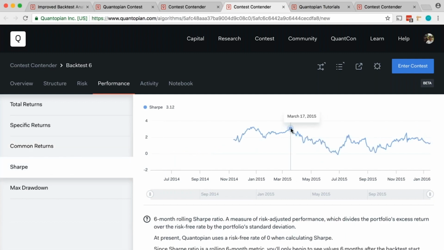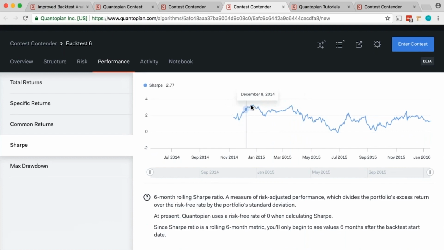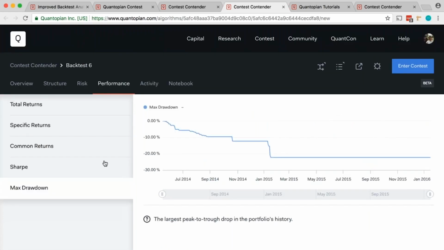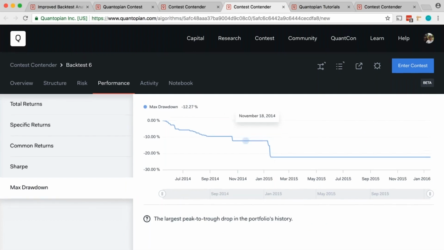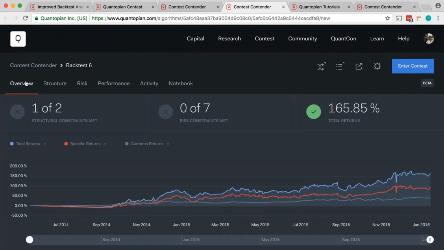We can also take a look at my rolling Sharpe ratio, which in many cases is more useful than the point metric because you can see how my Sharpe changed over time, and pretty dramatically. In fact, it goes all the way from 3.2 down to minus 0.4. So there are some meaningful swings here, and we can also get a sense of the highest drawdown that was there in my portfolio history. So it looks like the worst drawdown that I've ever seen was in January 2015 when I hit a minus 22% drawdown.